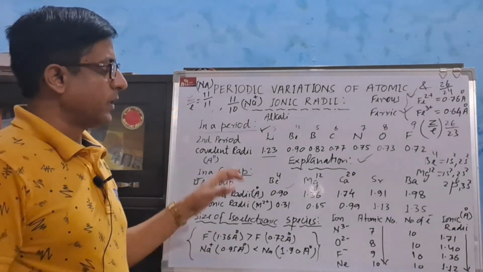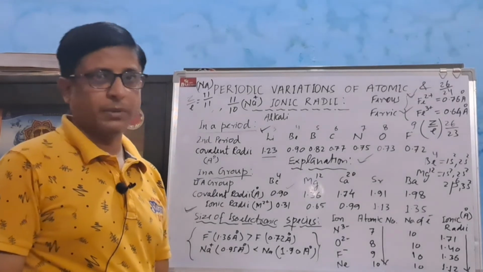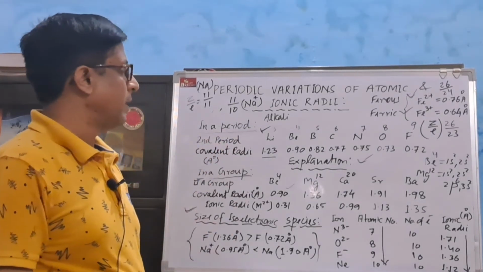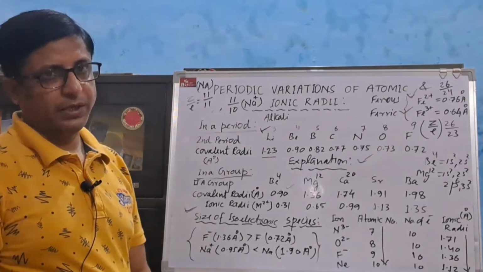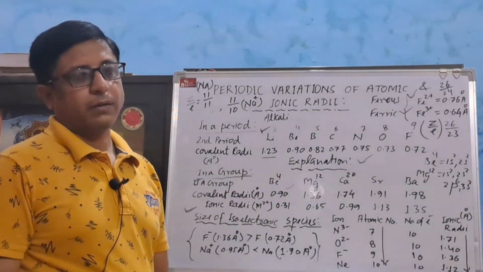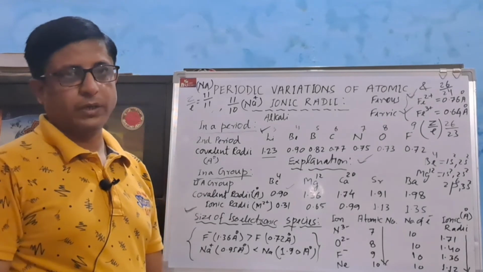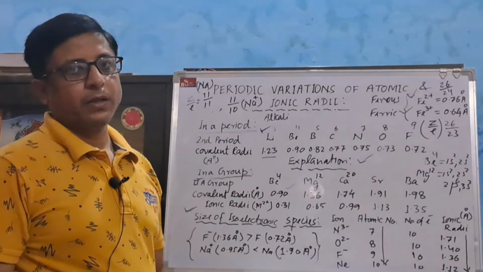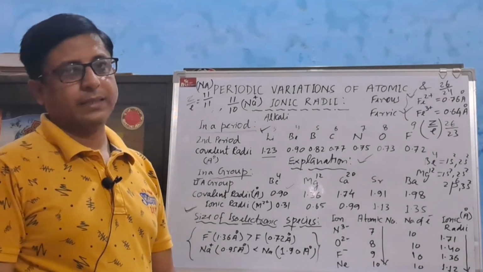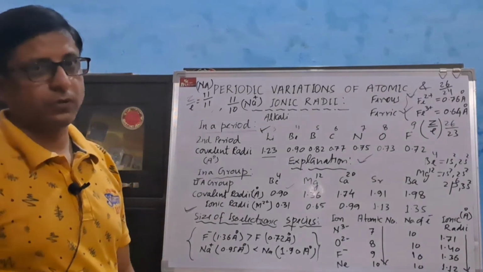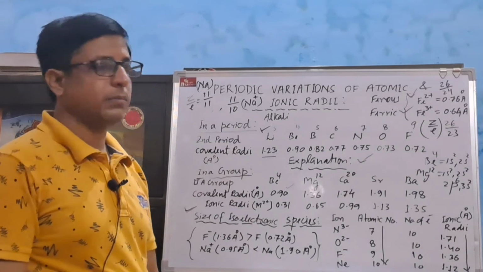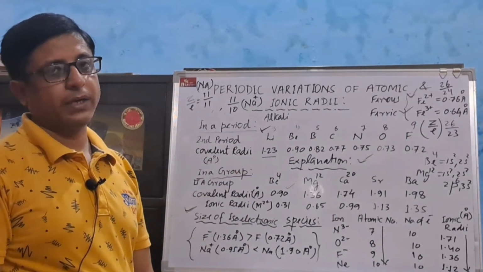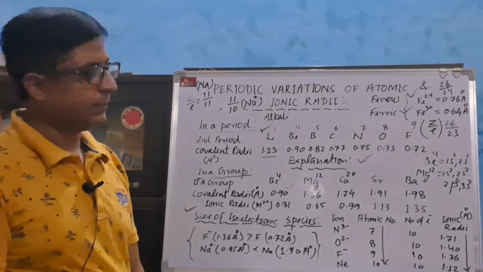Thank you for watching my lecture. Your comments are welcome. This topic, periodic properties, atomic and ionic radii variation, is important from the point of view of board examinations and also from the point of view of NEET and IIT-JEE examination. At least 3 to 4 questions are asked from these topics. If you study carefully, then you can easily attempt the questions.